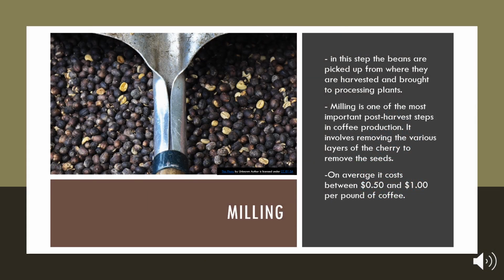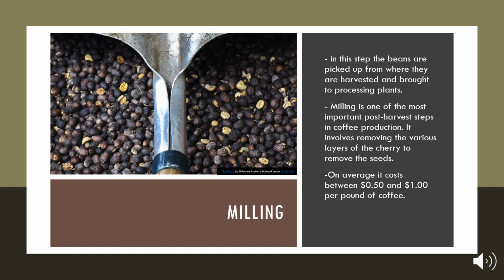This next section of the PowerPoint covers what happens when the beans are sent to a processor. This step is often referred to as milling and is one of the most important post-harvest steps. There are some farms that grow and harvest beans that also process them themselves. However, the majority are sent to a processor, so for the purpose of this presentation, that is what we are going to focus on. As mentioned, milling is one of the most important post-harvest steps.